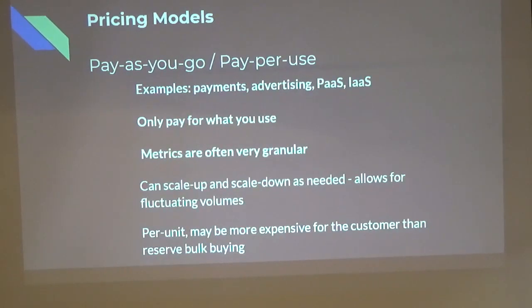Platform as a service or infrastructure as a service providers, AWS, Google Cloud Platform, Azure, right? A lot of those services are pay-as-you-go, where you only pay for what you use. The metrics are often very granular, right? So you understand what you're paying for. So in the platform as a service kind of case, this is where compute hours, bandwidth, storage, that kind of stuff comes in. So these are very granular type metrics.